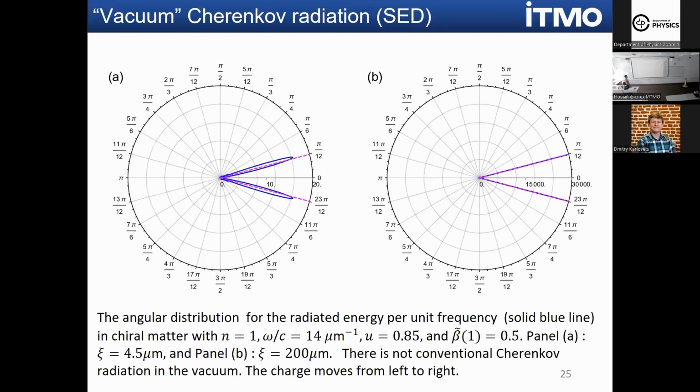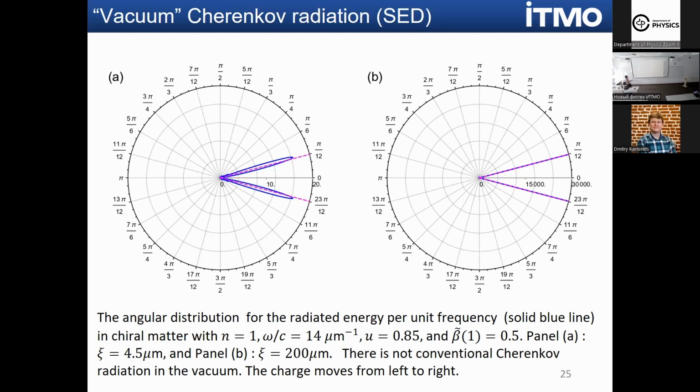Now, these are the plots of the distribution of radiation. This is for the vacuum Cherenkov radiation. The refraction index equals 1. We consider a wavelength of 450 nanometers that corresponds to blue light, and the speed of the particle 0.85 times the speed of light. In panel A, we have a parameter psi of 4.5 micrometers, and in panel B, it was 200 micrometers.